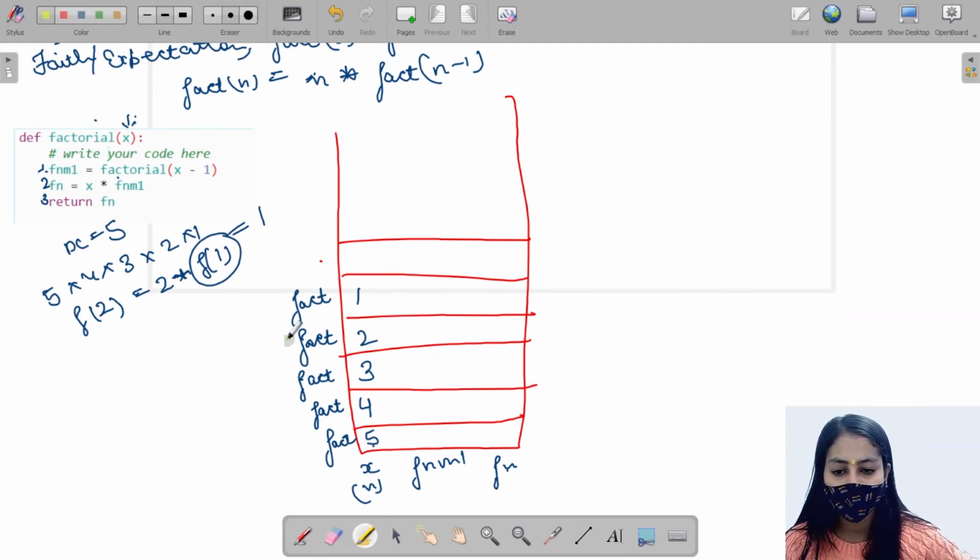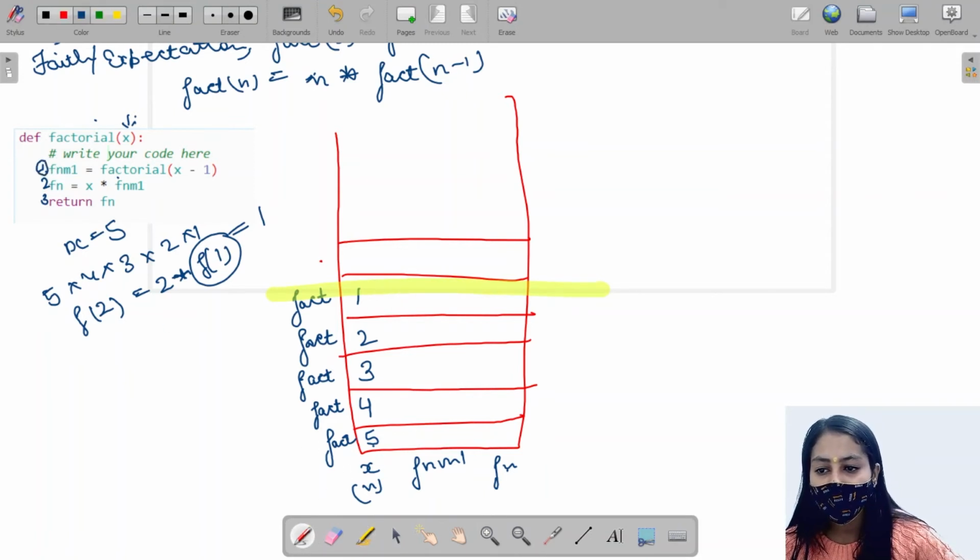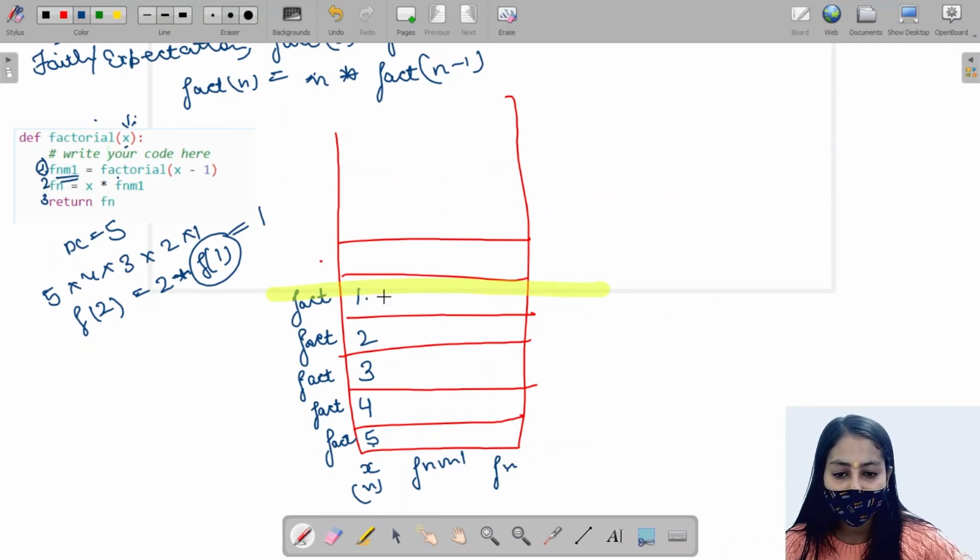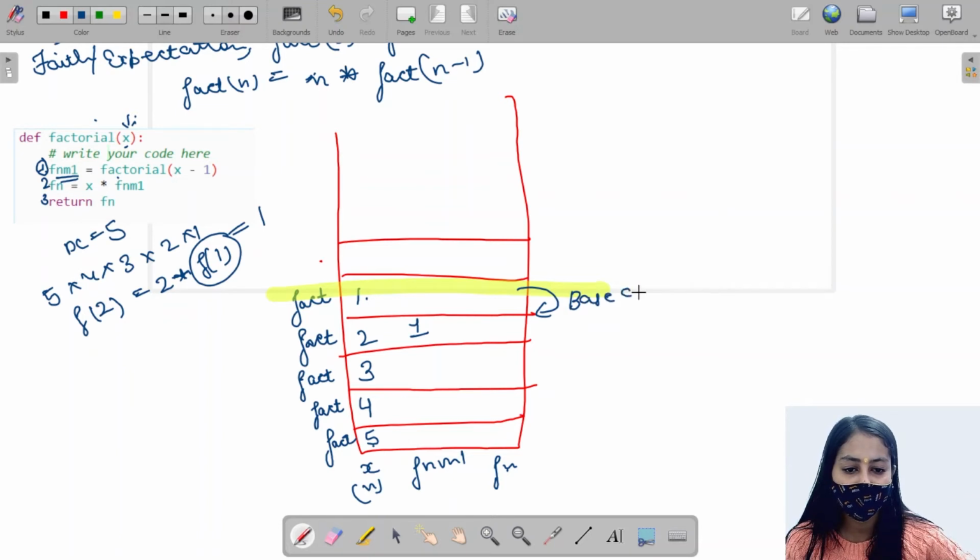So at this line, our function will return us 1, right? Now this 1 will be stored in factorial of n minus 1 for the value of x is 2, right? So this will return 1 in factorial of n minus 1, at line number 1. This is our base case, right?